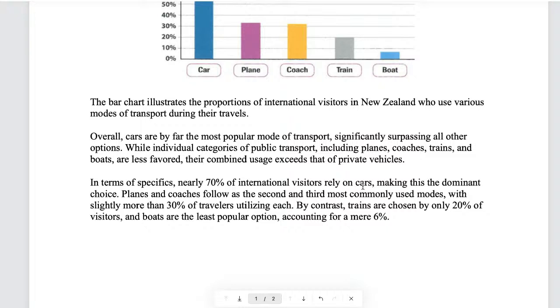By far the most popular mode of transport, significantly surpassing all other options, while individual categories of public transport, including plane, coaches, trains, are less favored than combined usage of private vehicle.